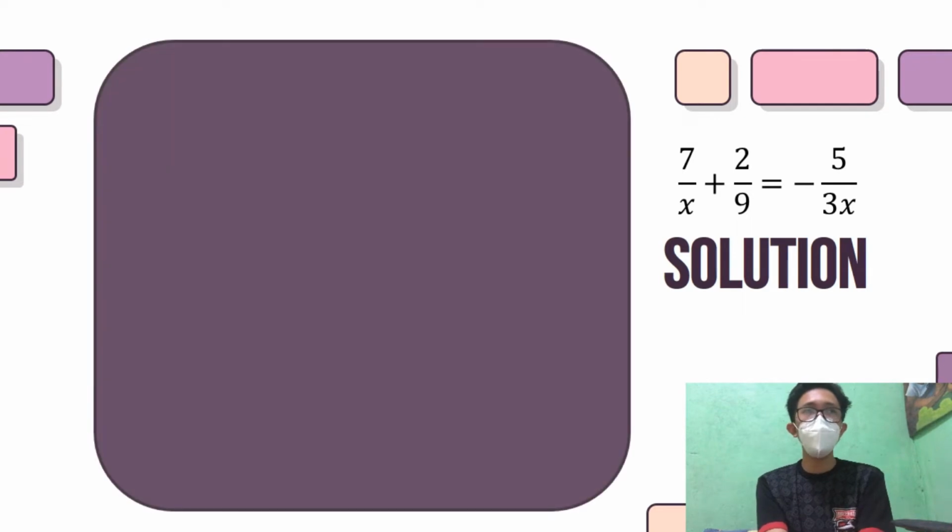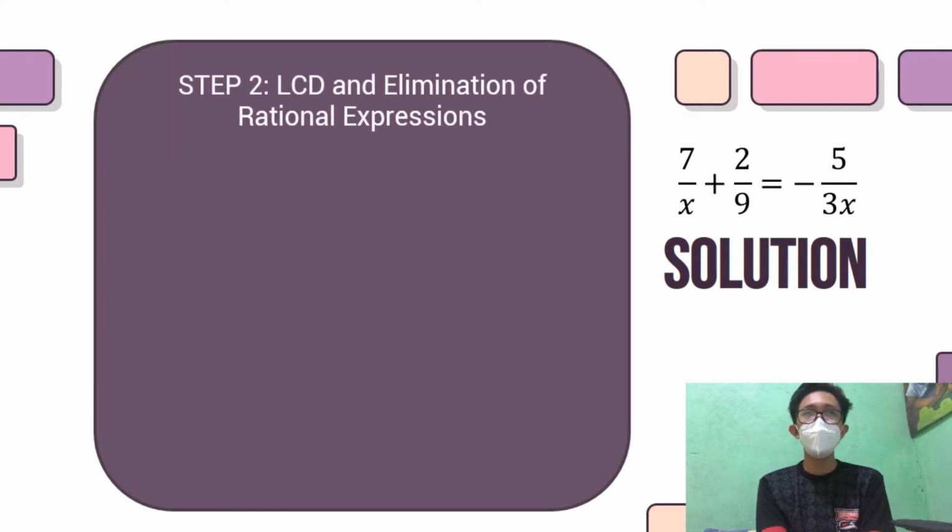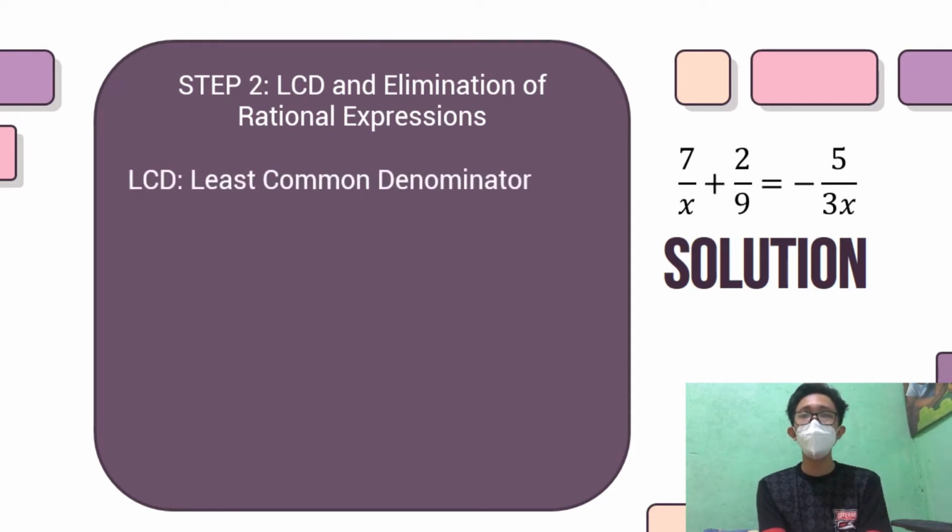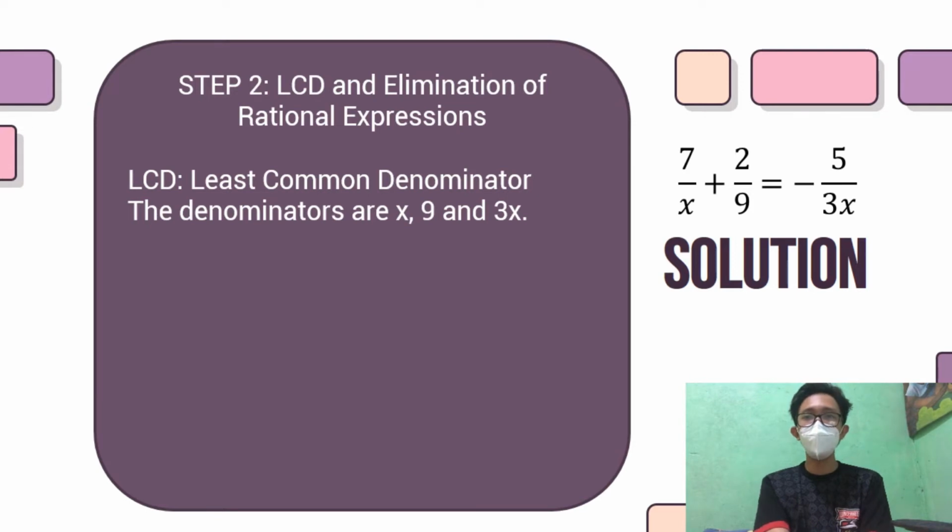So step 2, finding the LCD and the elimination of the rational expressions. So when we talk about LCD, it's the least common denominator. It is the least common multiple of the denominators. So we have the denominators x, 9, and 3x. So we will get the prime factors of x, 9, and 3x. So kukunin natin yung prime factors. So for x, we have x. Hindi na natin isusulat yung times 1. For 9, we have 3 times 3. And for 3x will be x and 3 or 3 times x.